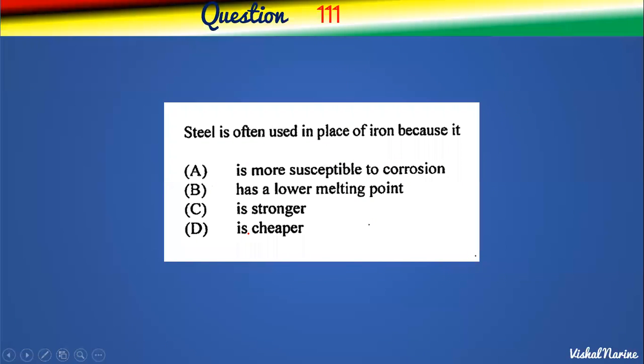Number 11. Steel is often used in place of iron because steel is, or steels has, if you go in option B. Why do we use steel instead of iron, or in place of iron? All right, so yes, we use it because it is stronger. Steel is an alloy. That's one of the reasons why we use alloys, because they're stronger than the actual metal that they would have been made from.